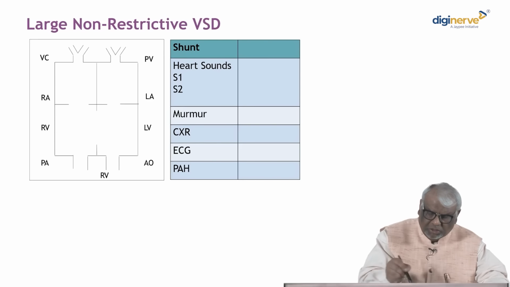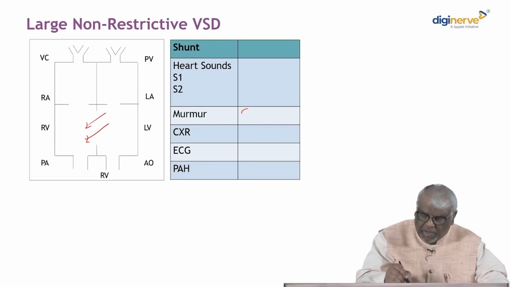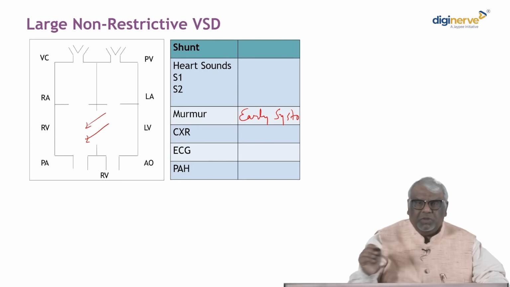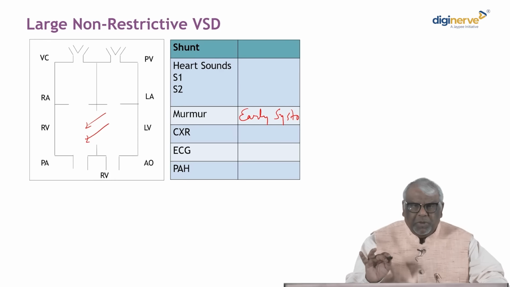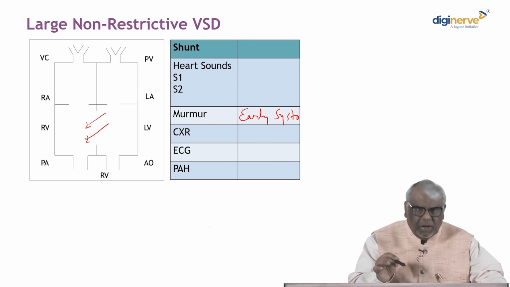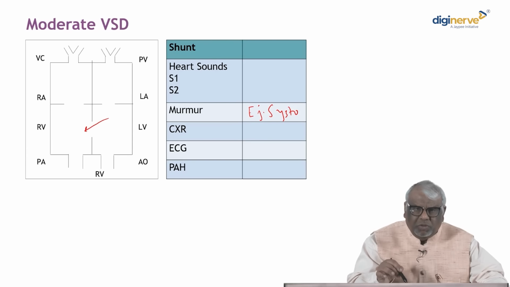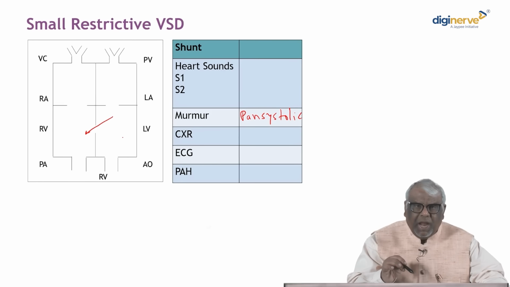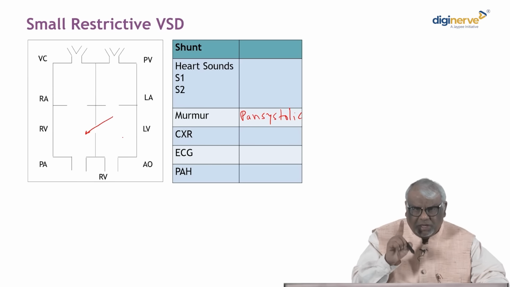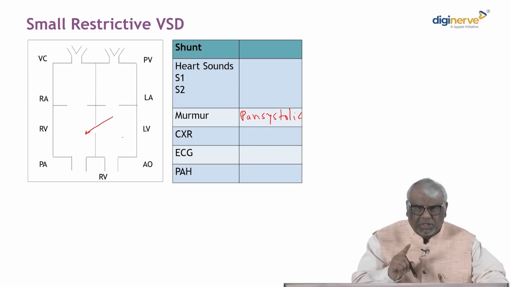However, in a large non-restrictive VSD, the flow equalizes very early and it is an early systolic murmur, and in early systole, the pressure equalizes between the two. So, you see the difference: in the large non-restrictive VSD, you have an early systolic murmur, in the moderate VSD, you have an ejection systolic murmur, and in the small restrictive VSD, you have a pan-systolic murmur. So, that is one important difference between the three.